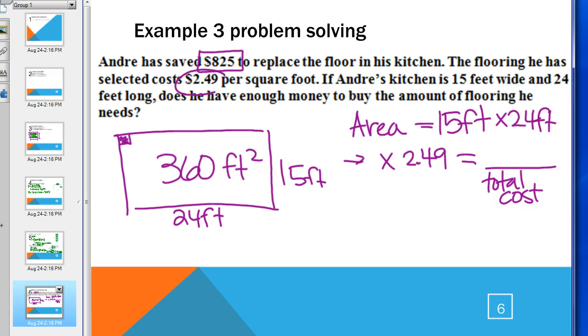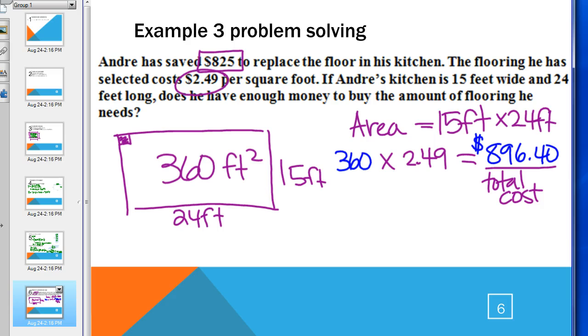We know the cost, $2.49 per square foot. So I can take this area, 360, and multiply it by $2.49. And the total cost will be $896.40 when I multiply those two together.